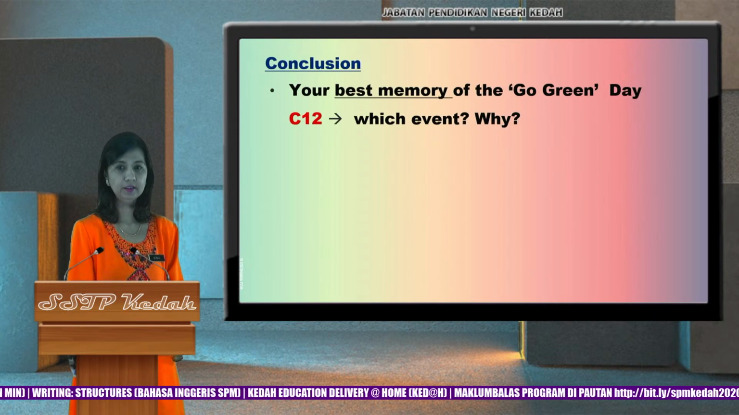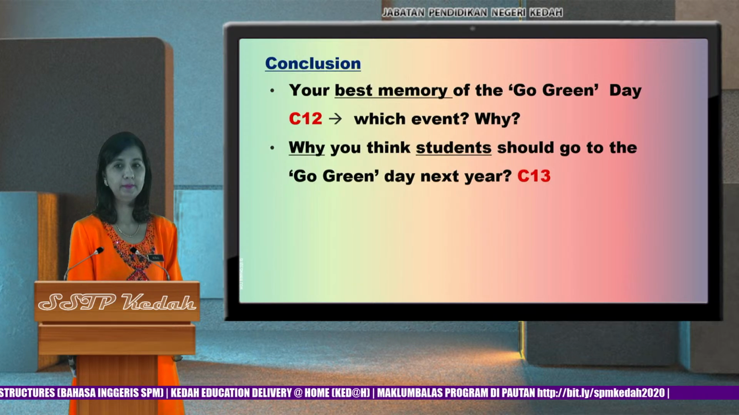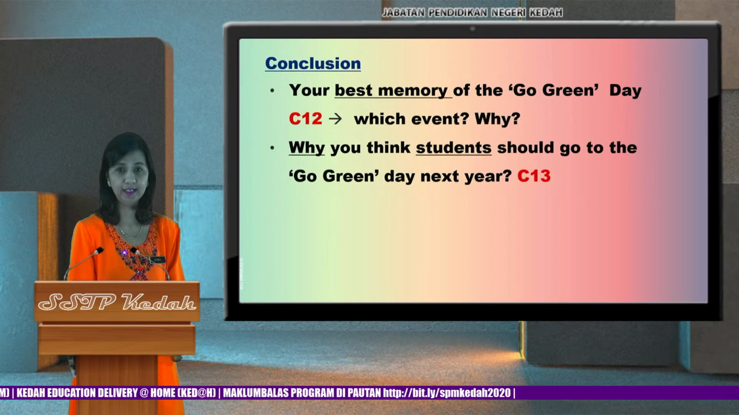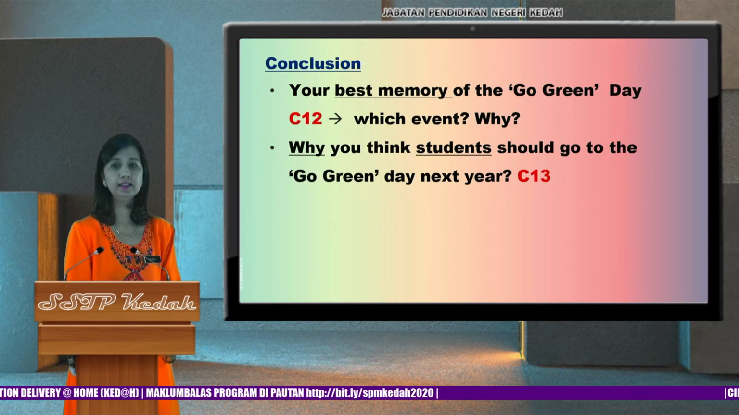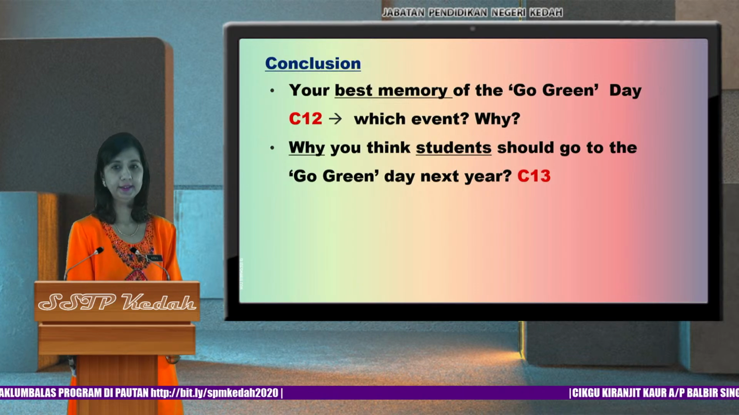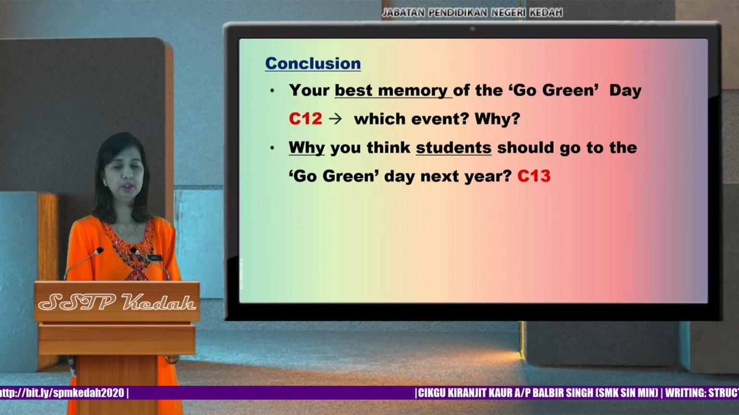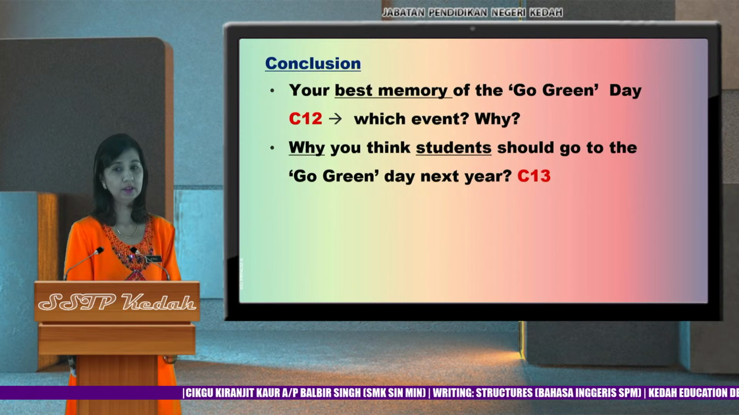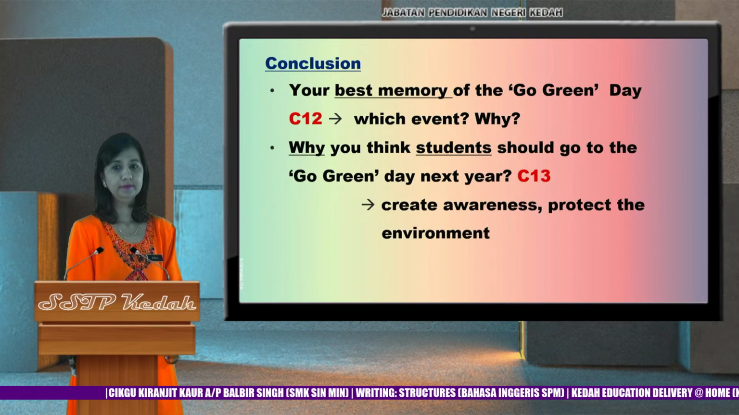For the conclusion, you need to write your best memory of the Go Green Day, which is content point number 12. And why do you think students should go to the Go Green Day next year? So best memory and why must students go? So content points number 12 and 13. You make some points, some planning there. Which event, and why, okay?